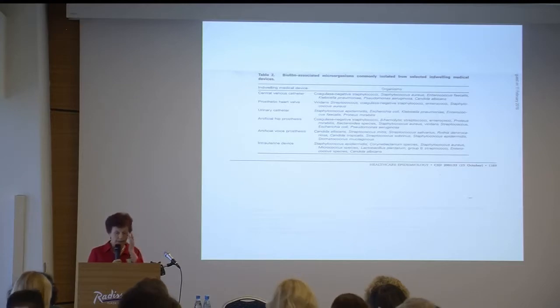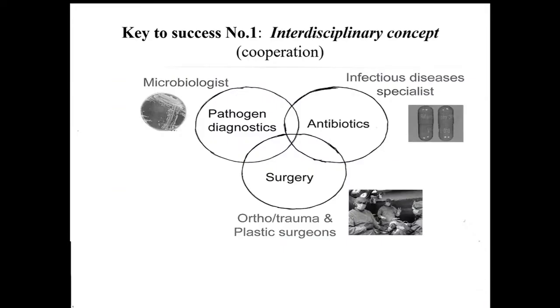On this slide, you can see the most common isolated pathogens. These are Staphylococcus aureus, coagulase-negative staphylococci, streptococci, followed by gram-negative bacteria. Mixed infections are not uncommon. And what is the key to success in the treatment of this infection? The key number one is an interdisciplinary concept. That means cooperation between microbiologists, infectious disease specialists, and surgeons.